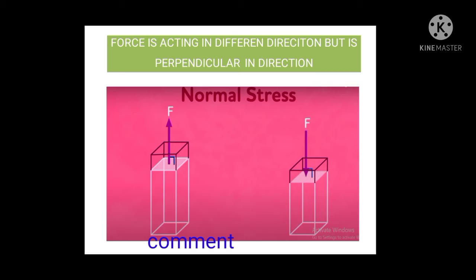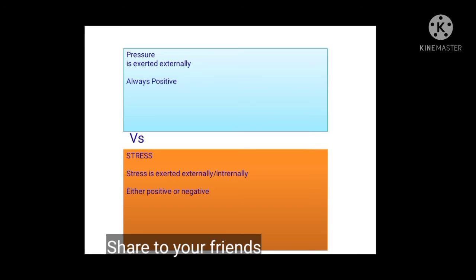You can see it is very clearly given that force in the first drawing is exerted outward, whereas force in the other figure is exerted in a downward direction. So in both the drawings, force is exerted perpendicular even though it is in the opposite direction. So what we will do is we'll take the difference of pressure and stress.